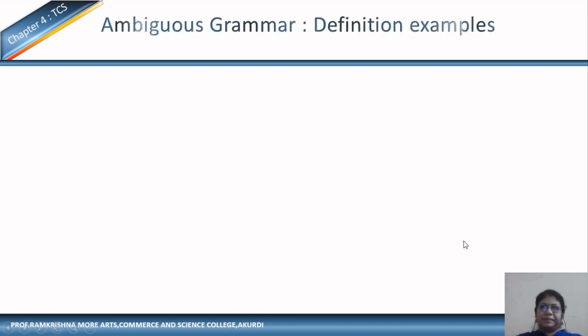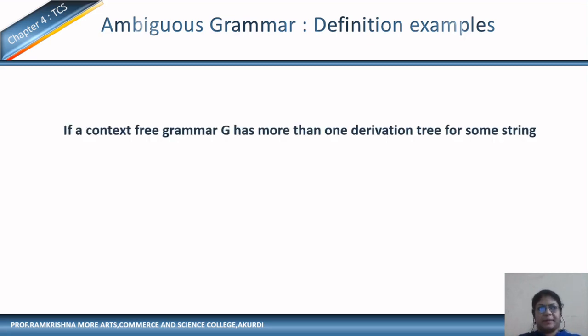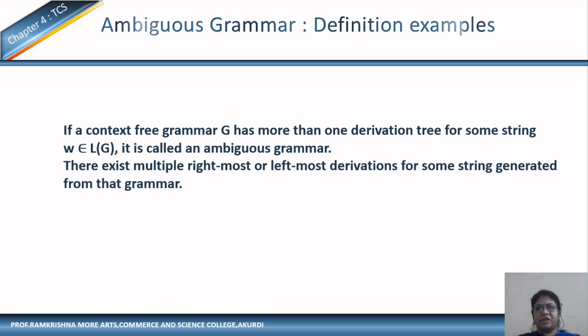So next we will discuss what is ambiguous grammar, its definition and examples. So what is ambiguous grammar? See, in a context-free grammar, which is indicated by G, if more than one derivation of some string exists, it is called an ambiguous grammar. Means the same string is derived in two methods, or it has two derivations, then it is called an ambiguous grammar.